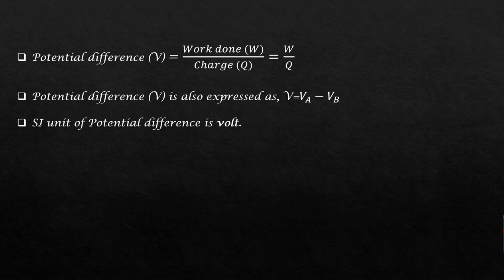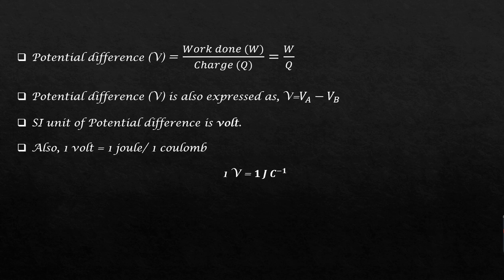Now I told that the SI unit is volt, and we can also write that 1 volt is equal to 1 joule by 1 coulomb. How do I get this 1 joule and 1 coulomb? Because work done has the SI unit joule and charge has the SI unit coulomb. So I'm just substituting my units into my formula and I get 1 volt as 1 joule per coulomb.